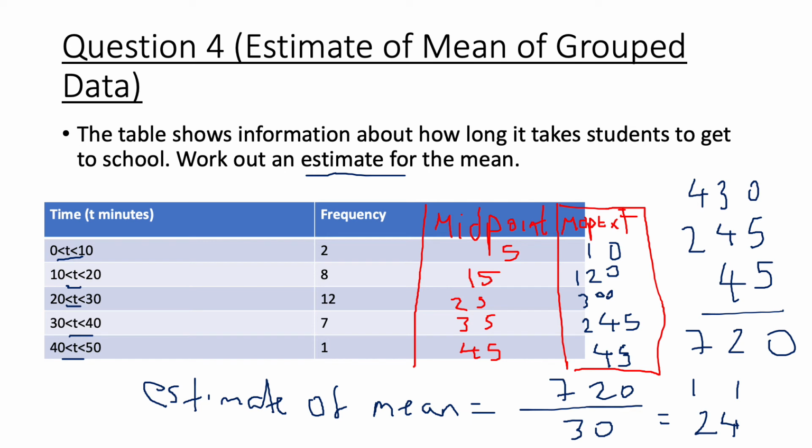It's telling us that it took 2 students between 0 and 10 minutes, but it doesn't say exactly how long it took each student. So that's why it's an estimate, because it is grouped data. If it was discrete data, then it would say work out the mean, but it's an estimate because we don't know exactly the times for each of those pupils. What we are given is just the approximation of which time period those students fit in. So we know that it took 8 students between 10 and 20 minutes, essentially.